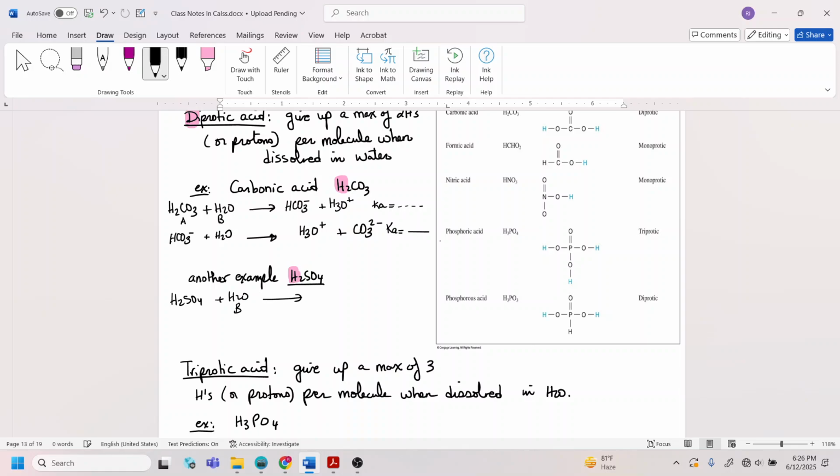Water is going to be your base. The acid is going to be one of the hydrogens. You start with one of the hydrogens of the sulfuric acid. So the base is going to come and take one of these hydrogens, and you're going to make H3O plus.